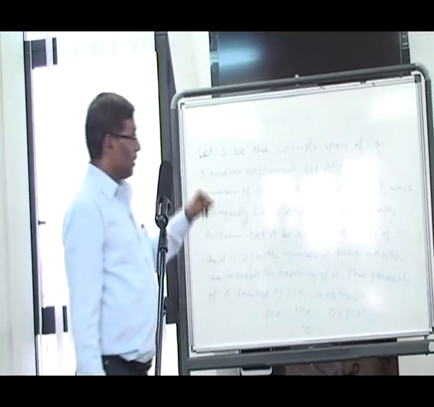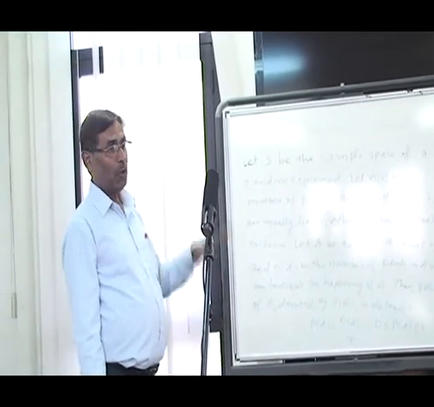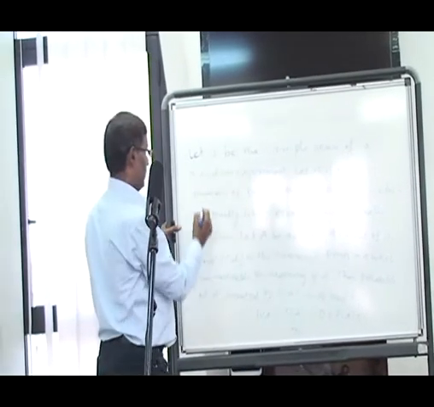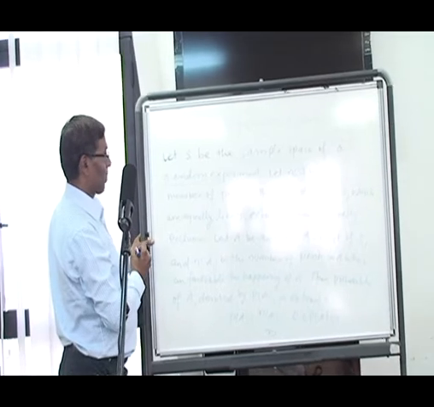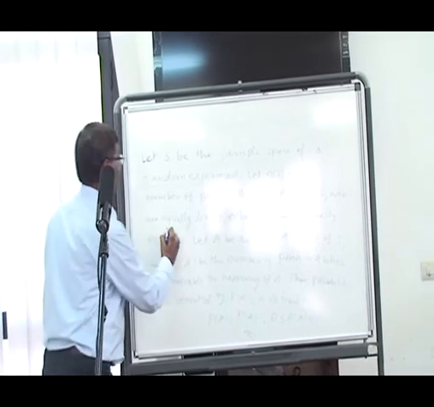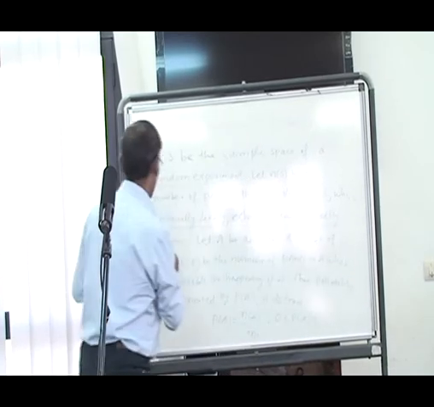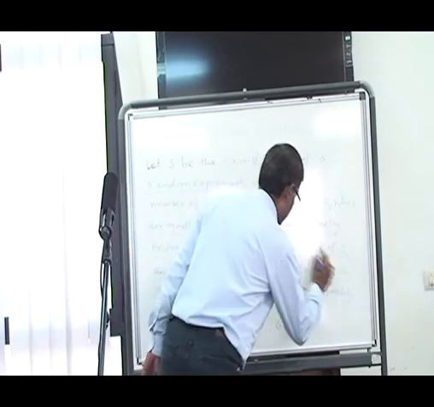Now, if you look at this mathematical definition of probability, how many terms are there? The first term is sample space. Next, you have random experiment. And after that, you have equally likely, exhaustive, mutually exclusive, and a term, subset.